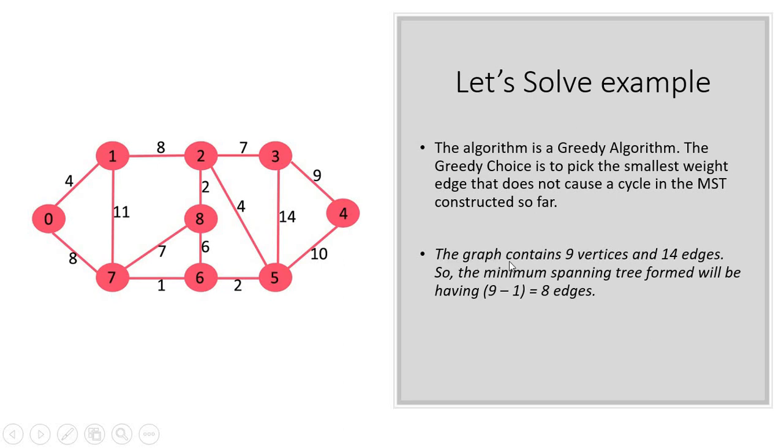So total number of vertices are 9 and there are 14 edges. So in minimum spanning tree there will be 9 minus 1, that is 8 edges. So there our algorithm will stop.